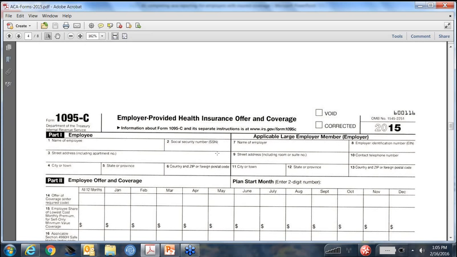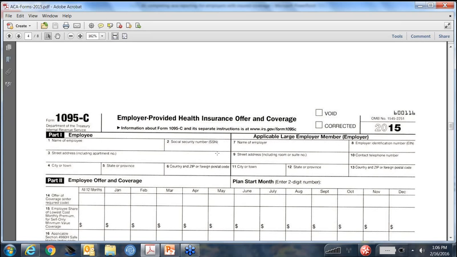So remember, anyone who has 50 or more full-time or full-time equivalent employees in 2014, for 2015, will be determined to be an applicable large employer, and you'll have to do the 1095C. What confuses everyone is that if you're between 50 and 99, the employer mandate does not apply to you for 2015, but you still have to provide the form to your employees. You have to provide the form to any employee that was full-time for a month in 2015.